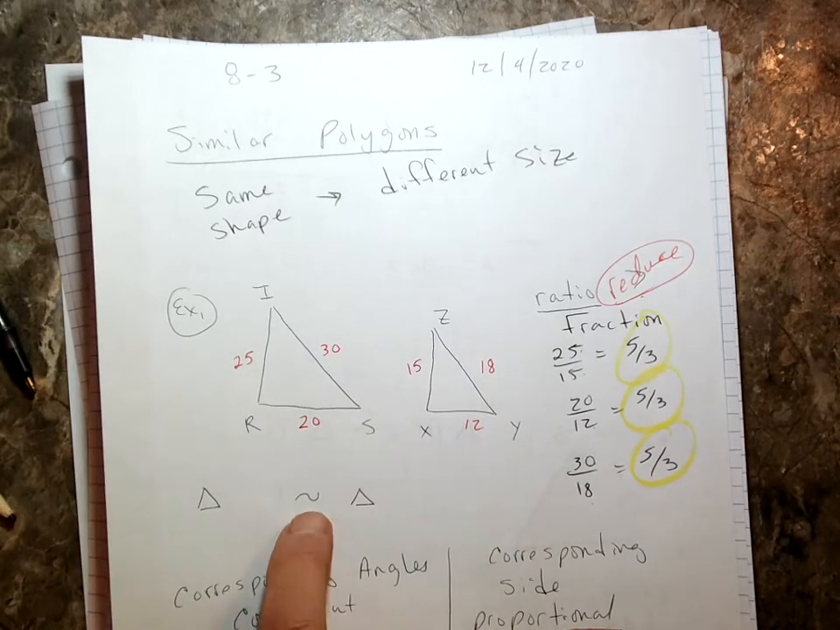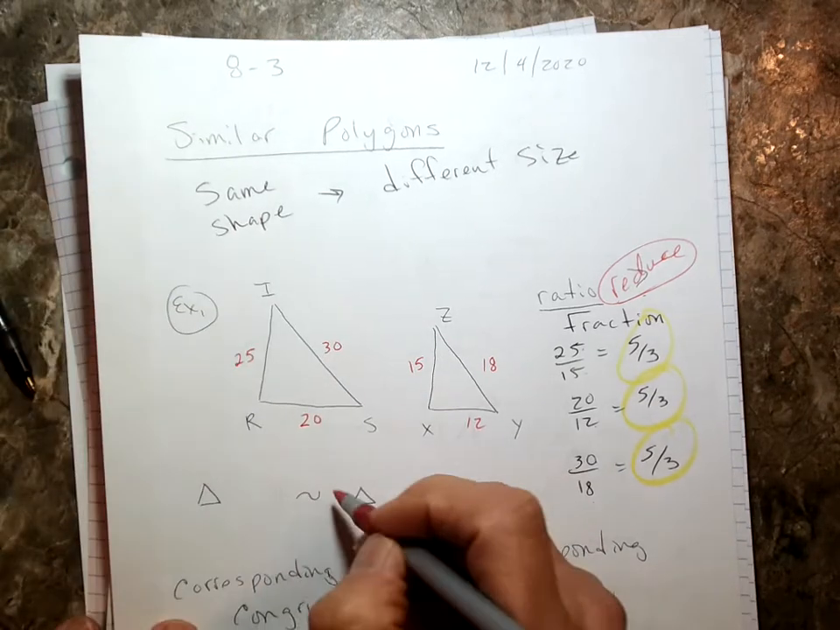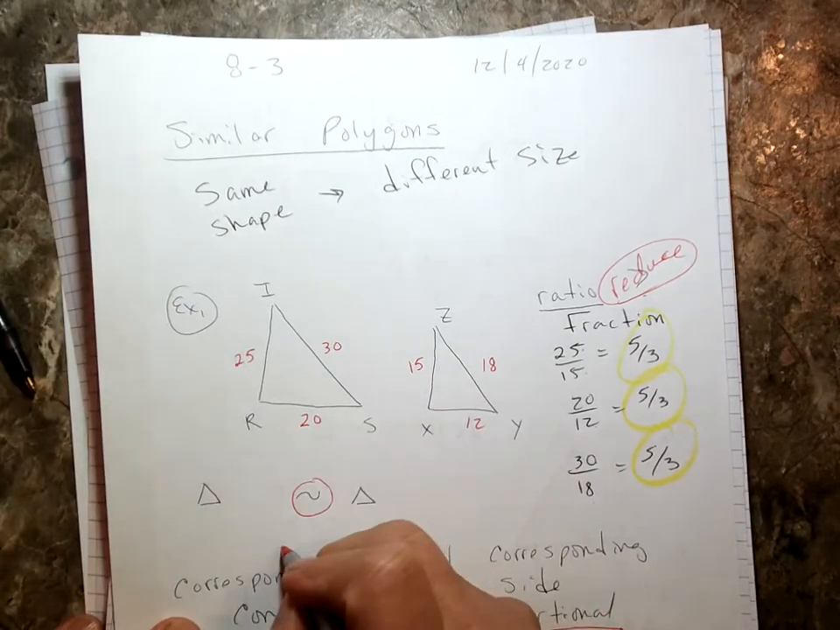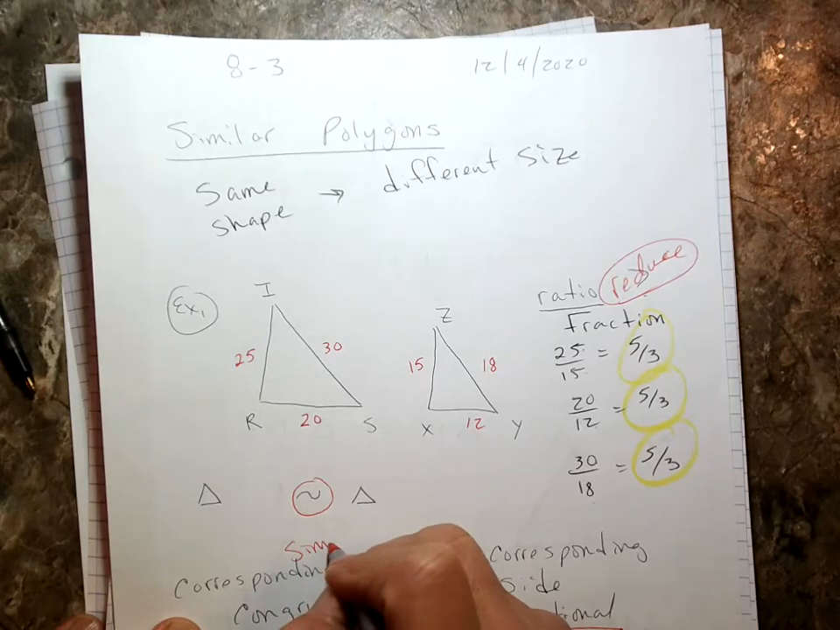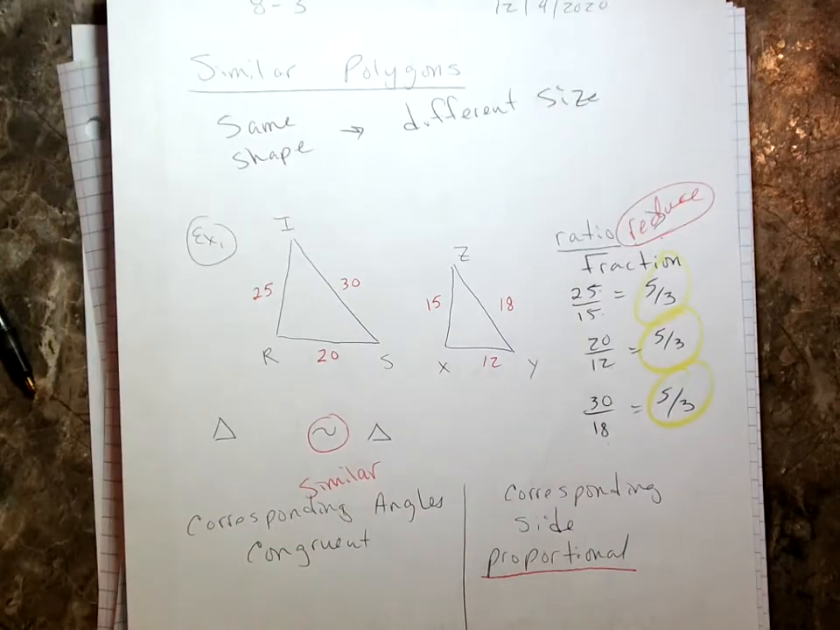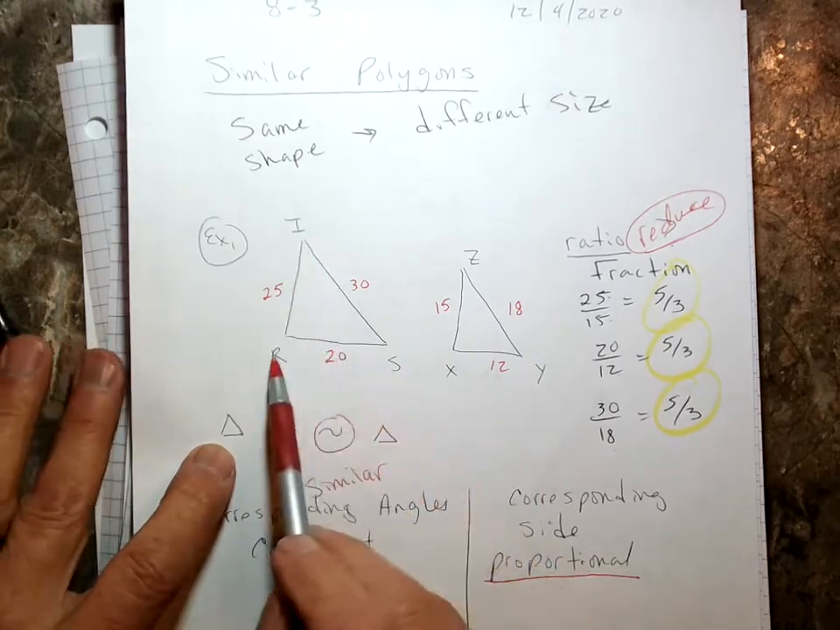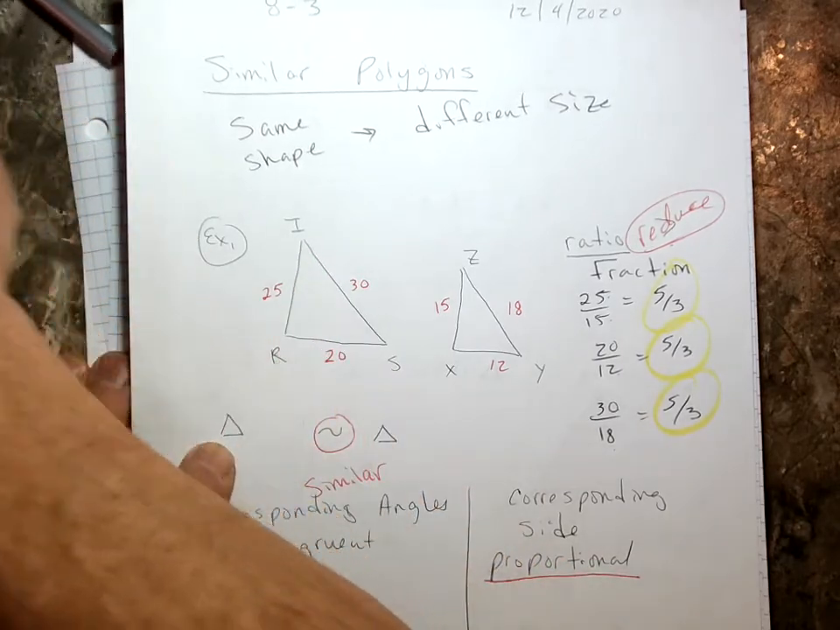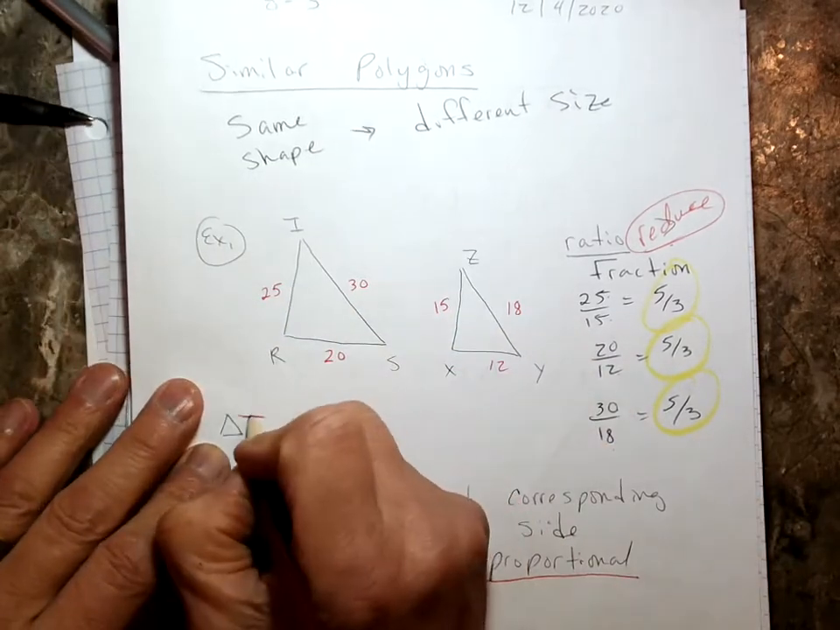So we write this. This is our symbol for similar. Don't say equal, because these two triangles are not equal, but they're similar. They're the same shape, different size. So we'll say triangle IRS. Write this down. Triangle IRS.